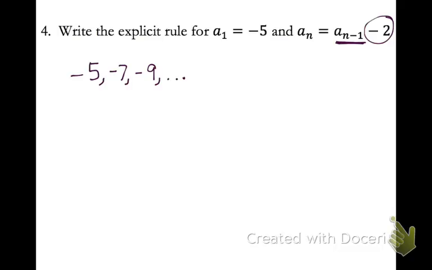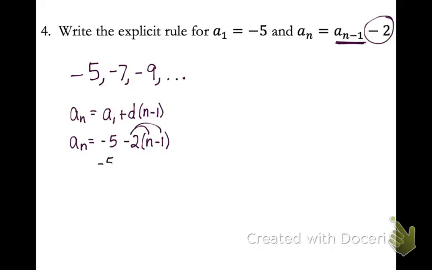So now to write my explicit rule, I have to remember that formula. I'm going to plug negative 5 in for a sub 1. My common difference here is subtracting 2. And now I need to simplify that. So I'm going to distribute the negative 2. And combine like terms. There's my explicit rule.